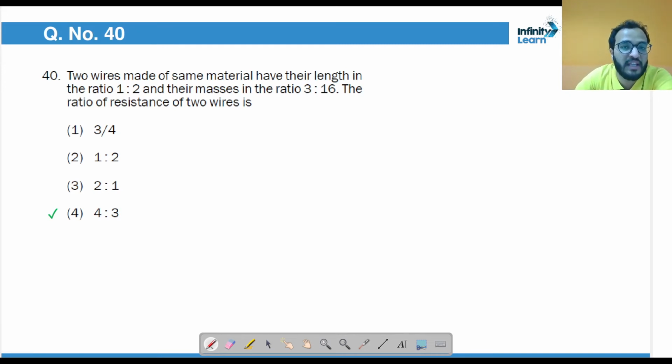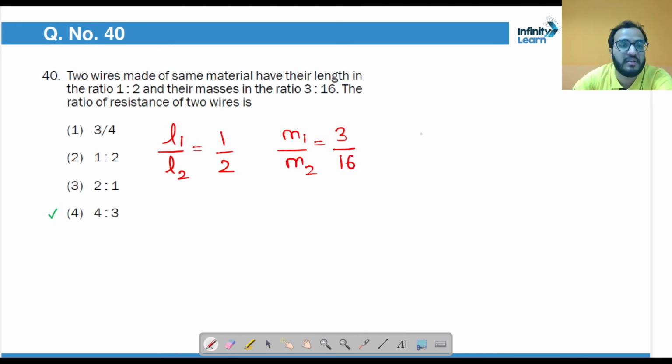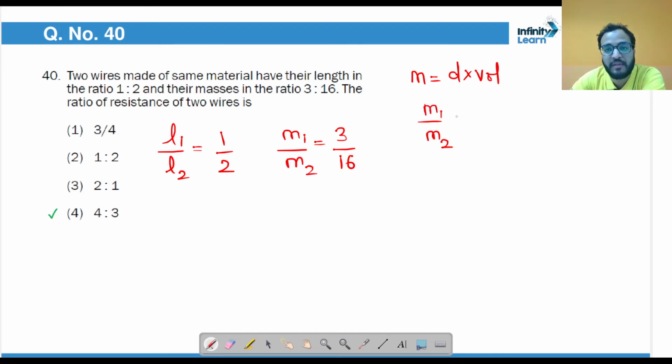40. Two wires made of the same material have their lengths in the ratio L1 is to L2 is 1 is to 2, and their masses M1 is to M2 are in the ratio 3 is to 16. See, mass is density into volume, right? So M1 by M2 is V1 upon V2.